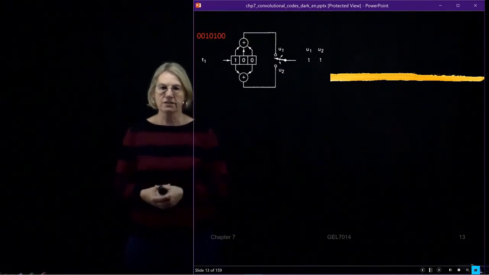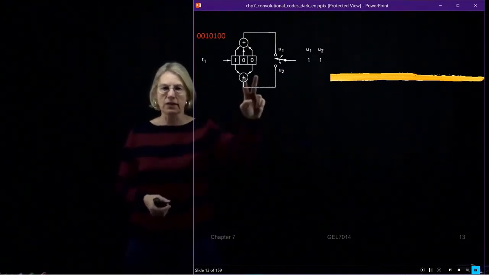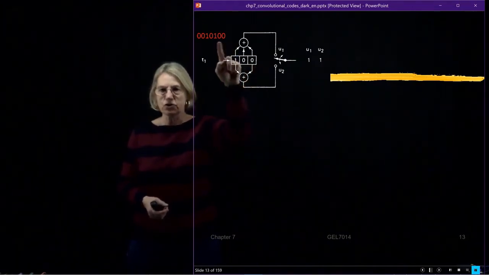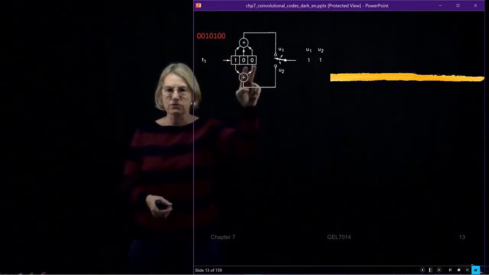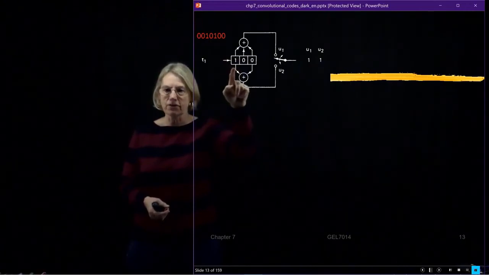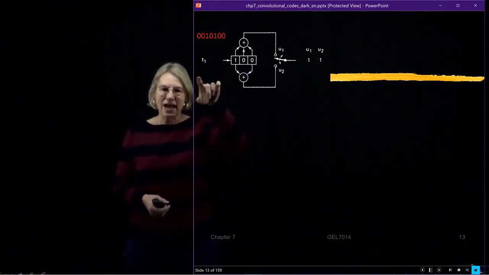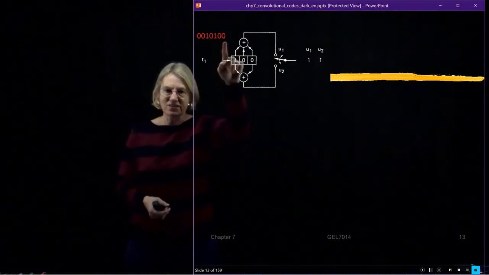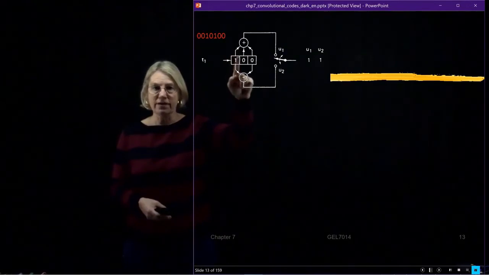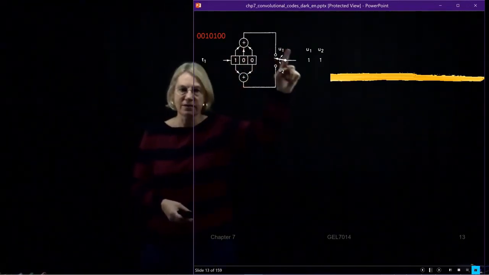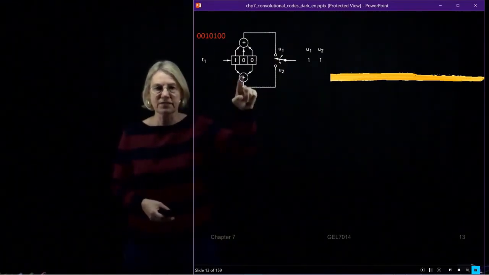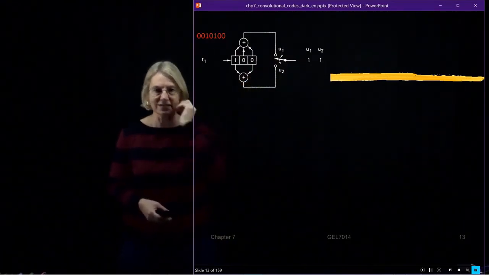So we start. Time 1. What happens? The state of my registers is initially 0. These are the first 2 that I shifted in, because that was my initial state, and the first bit in the input buffer is 1. So you can see that at time 1, I have taken these first 3 and shifted them in. Now I do the calculation. I say 1 plus 0 plus 0, that gives me a 1. Sure enough, U1 is 1. And 1 plus 0 plus 0 gives me 1, so the second bit is also 1.